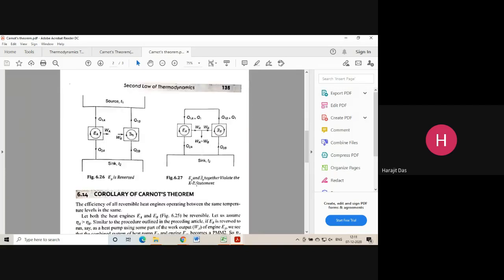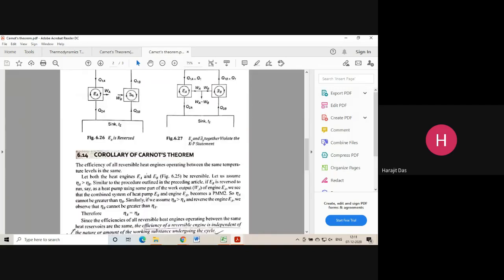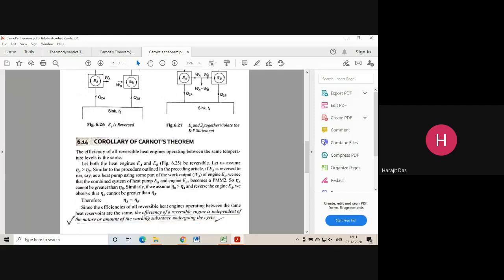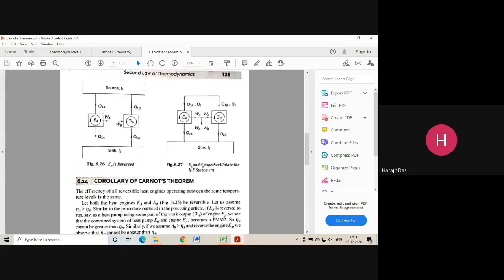Okay. Then the second thing is the corollaries of Carnot's theorem. So what were the corollaries? The efficiency of all reversible heat engines operating between the same temperature levels is the same. Suppose this is one reversible heat engine and this is another reversible heat engine. I think my screen is visible to everyone. So the efficiency of this heat engine and this heat engine will be the same if both are reversible heat engines.